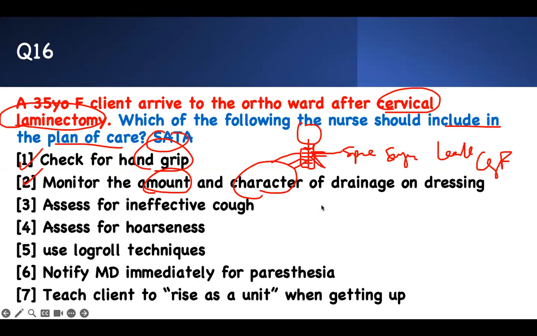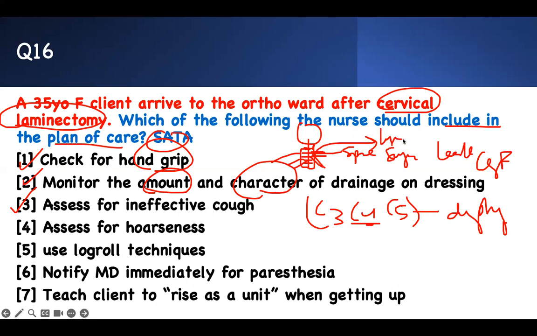The cervical region controls C3, C4, C5. That's the nerve root, and these control your diaphragm. Therefore, I want to see if you can cough. If you're not coughing, I've injured your diaphragm. There is a laryngeal nerve that controls your voice and everything. If that is injured, it will cause hoarseness.